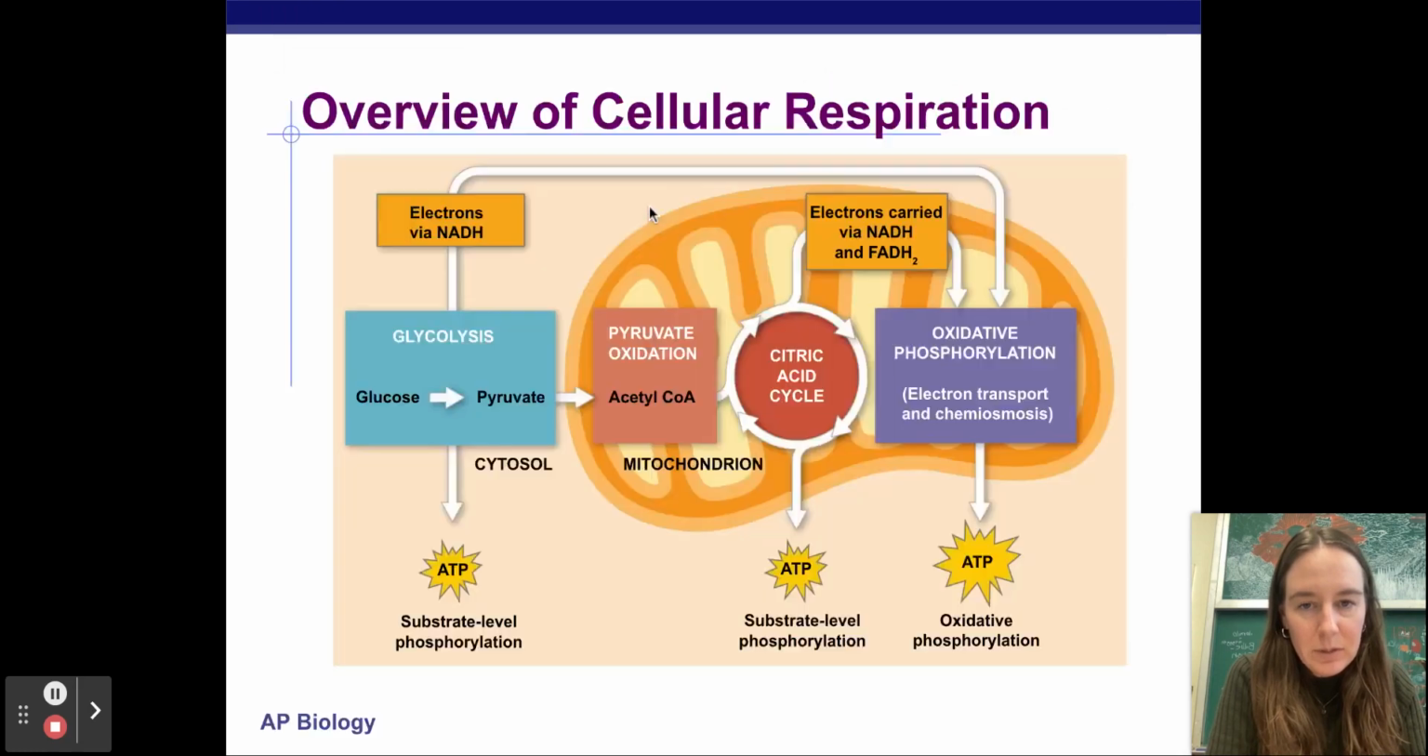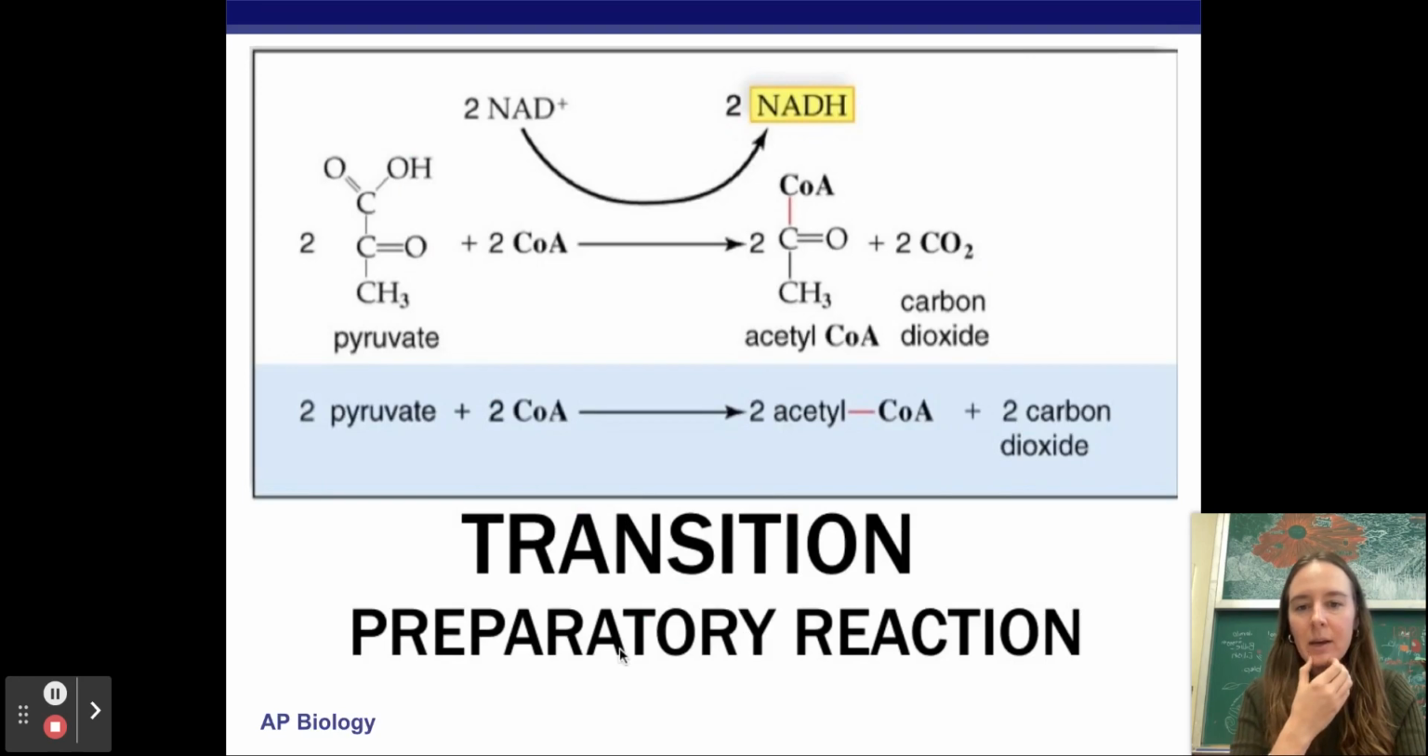Now we're in the space in between. And we are going to do a process called pyruvate oxidation. Pyruvate oxidation is also called the transition stage or the link stage, like your POGL says. Or it's also called the preparatory reaction. Lots of words here. But here's what's happening.